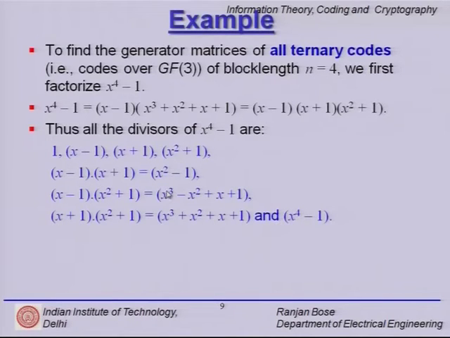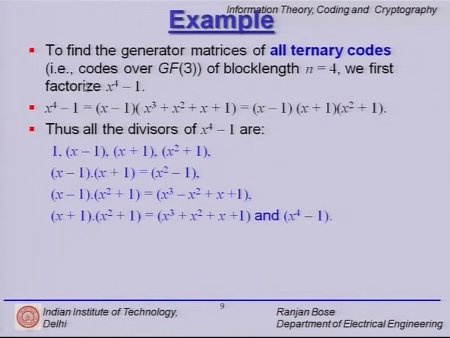Excuse me, sir? Yes. Sir, x to the power 4 minus 1, it is defined over GF3. So, it shouldn't be x to the power 4 plus 3 or plus 2, it is modulo operation. So, how can I factorize it?